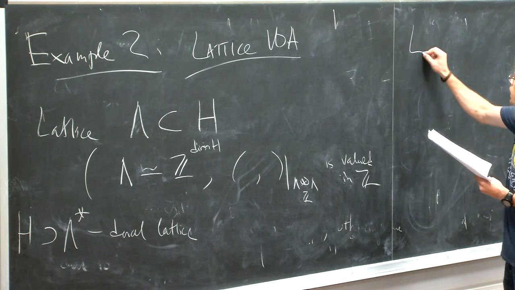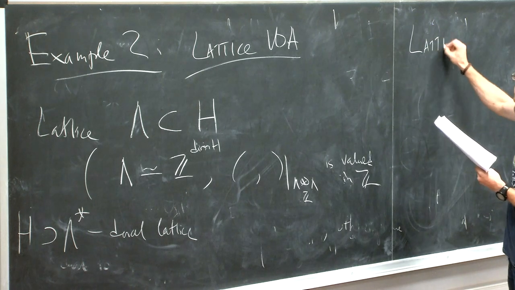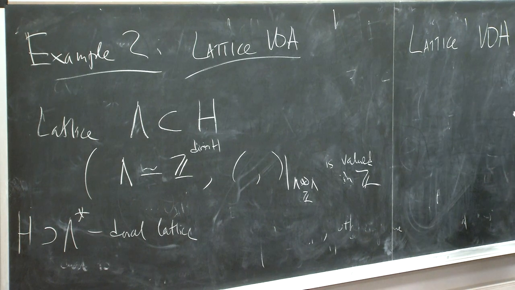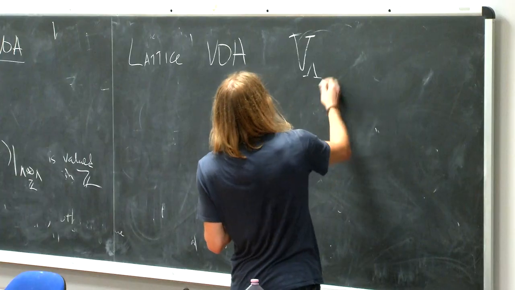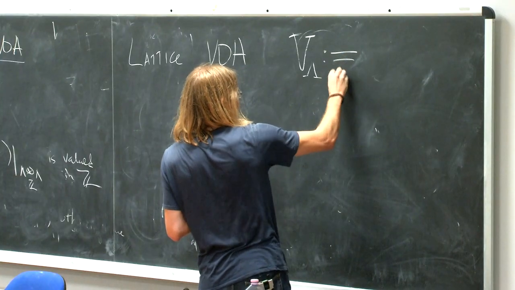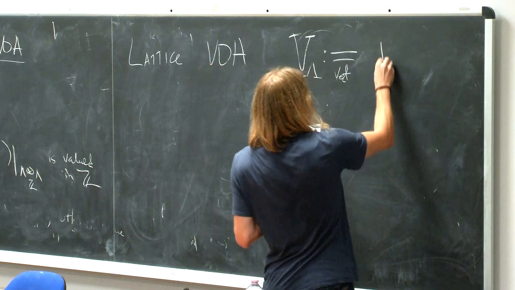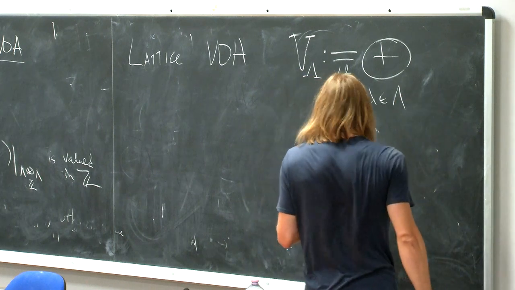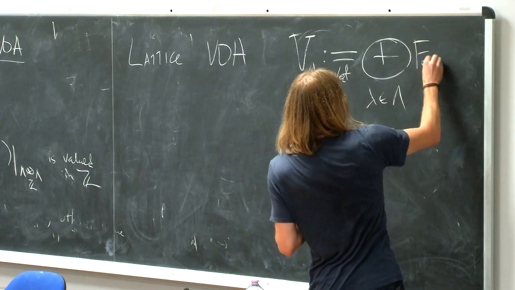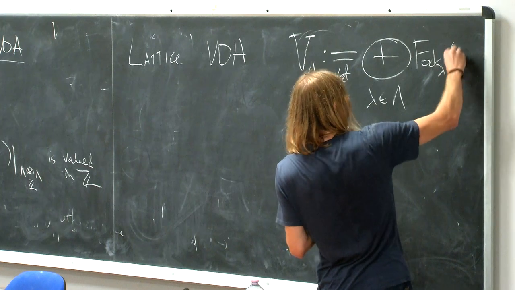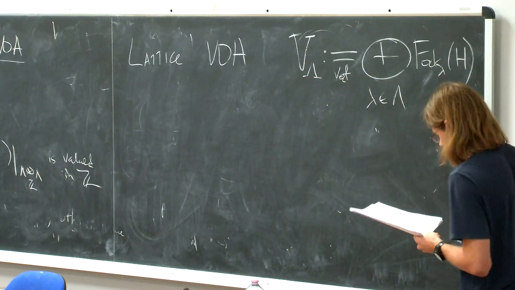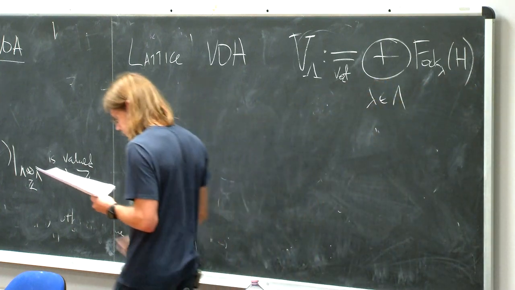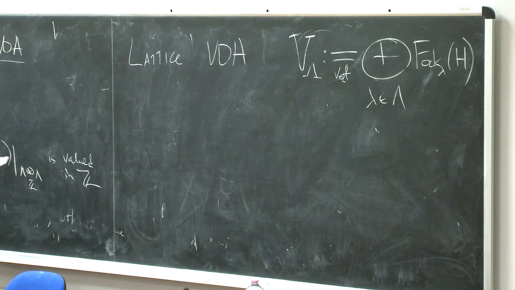And so there's the lattice VOA associated to this lattice lambda. Again, as a vector space, it will be just the following direct sum of the Fock modules of the Heisenberg Lie algebra, where we take the sum of labels, where labels belong to my lattice lambda.